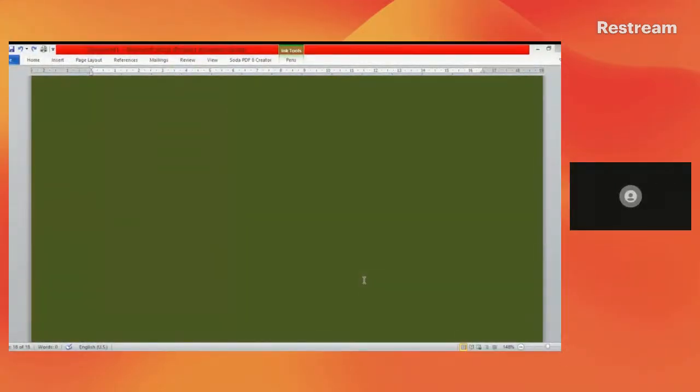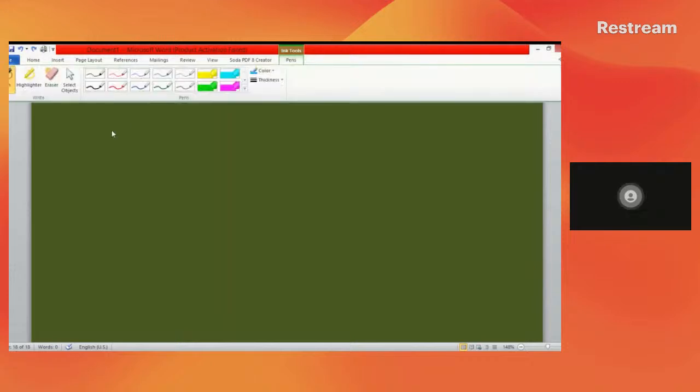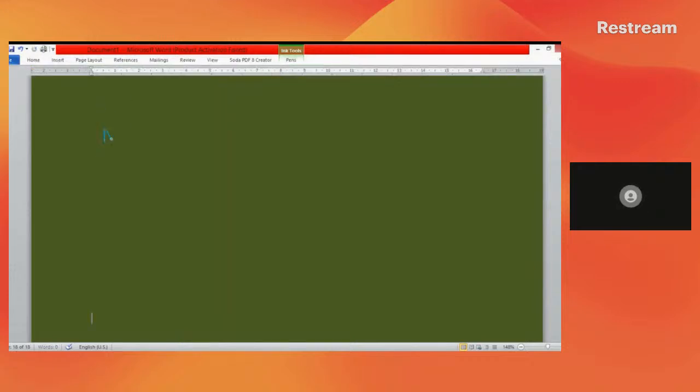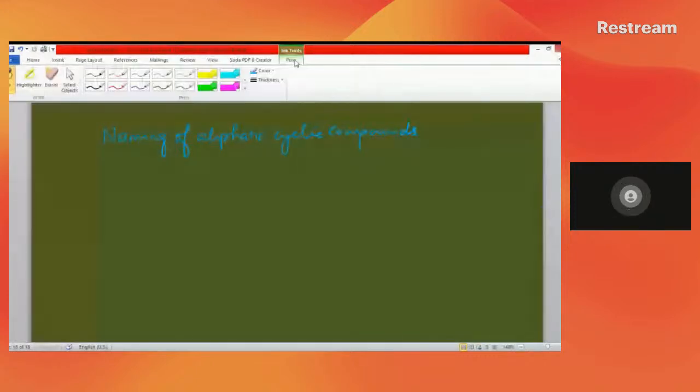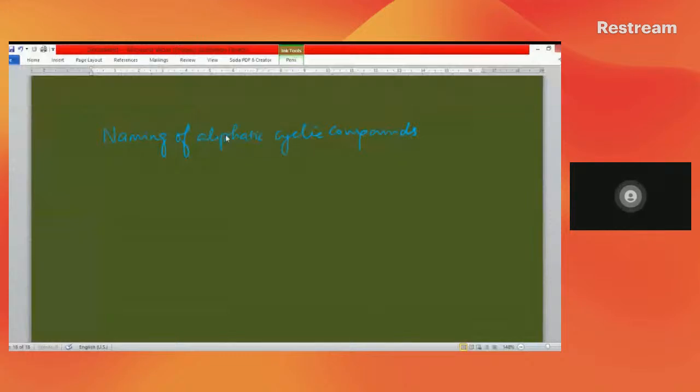Students, in today's class, we are going to talk about the rules for naming aliphatic cyclic compounds. Naming of aliphatic cyclic compounds. And you know that the aliphatic cyclic compounds are also known as alicyclic compounds.